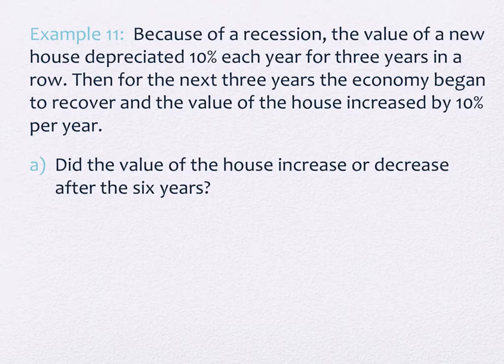So because of a recession, the value of a new home depreciated 10% each year for 3 years. That meant it went down in value. Then, for the next 3 years, the economy began to recover and the value of the house increased by 10% per year. Okay, went down 10% 3 times, went up 10% 3 times. And the question is, did the value of the house increase or decrease after the 6 years? Or another possibility is it could stay the same. It sounds like it stays the same, right? Up 10% 3 times, down 10% 3 times. Why wouldn't it stay the same? Well, that's what we're going to take a look at.